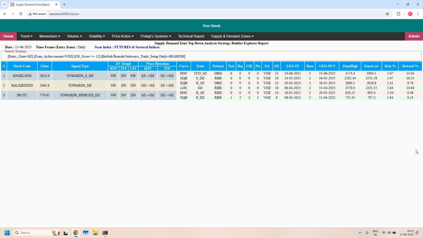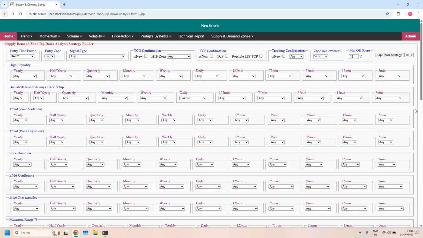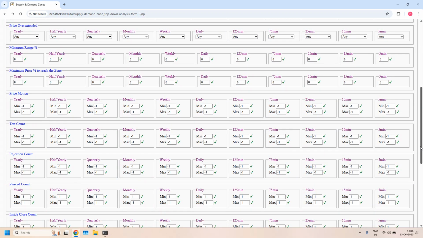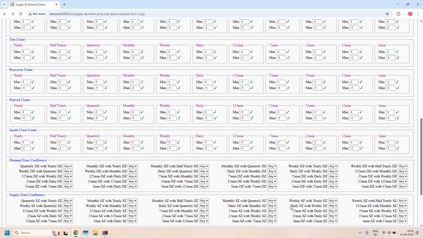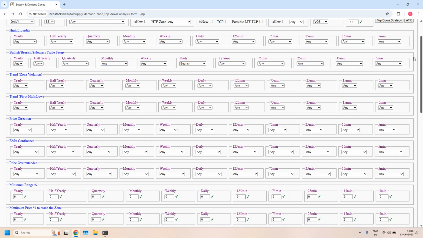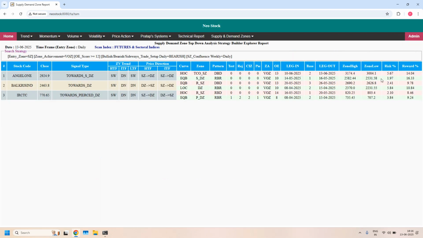Out of these 3 daily supply zones, how many have a higher probability of success? That we will filter based on zone confluence. The first filter is LTF and ITF supply zone confluence, that is nothing but daily and weekly supply zone confluence. We enable the filter. By applying the filter, we got all 3 stocks. That means in all 3 stocks, these daily supply zones are overlapped with the weekly supply zone. And also the weekly trend is down in all 3 stocks.